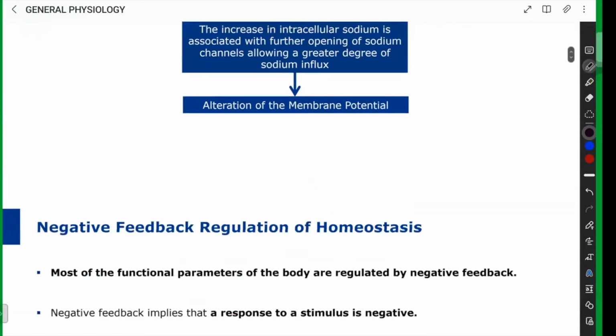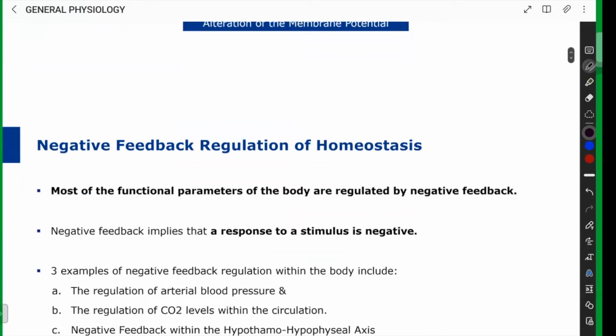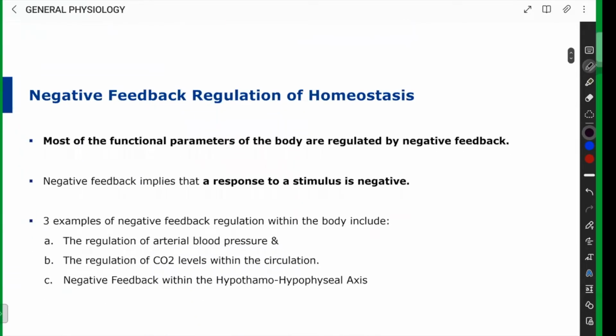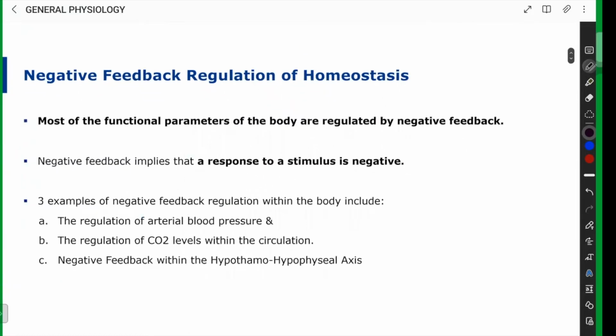Okay, now coming back to the negative feedback mechanism. Positive feedback mechanism, is there any doubt? Now shall I move towards the negative feedback mechanism? Yes. Negative feedback mechanism: in this type of control system, when there is an increase in a particular parameter, that is going to cause a decrease of itself by a stimulation. So the response to the stimulus is going to be negative. For example, regulation of your arterial blood pressure, regulation of your CO2 levels within your circulation, the hypothalamo-hypophyseal pituitary axis. All these things are going to be negative feedback regulation.